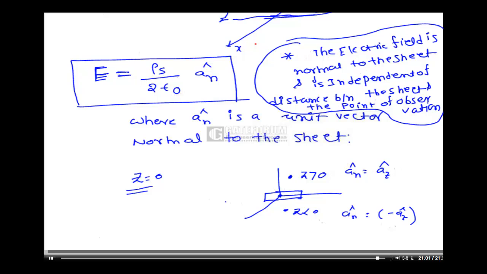Of course, here I am not deriving how we got this. You can refer to any standard textbook. The derivations are very lengthy and will consume more time. That's why I am directly giving the formula here. So E is equal to rho s by 2 epsilon naught a n cap. You have to keep this formula in mind to solve the problems. So this is the electric field intensity due to a surface charge.